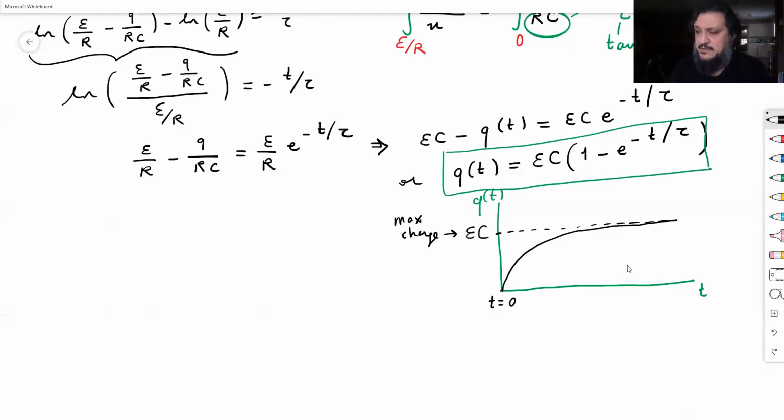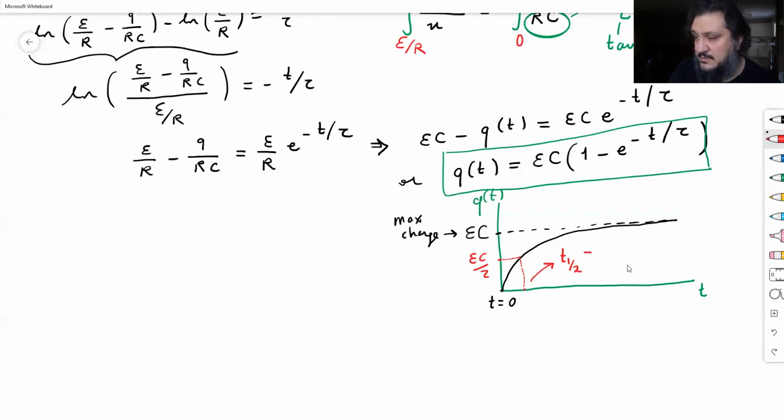Okay, now given this shape, you can find the time required to reach, let's say, 1/3 of that charge, or half, or 2/3, or any ratio, right? Let's say half, meaning EC over 2. What is the time that corresponds to that? Right here. This will be some special time, t 1/2, if you will.